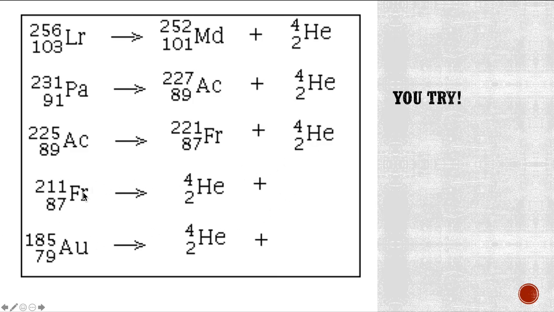And then down here, we're going to start with francium-211. And that's going to lose an alpha particle and become astatine-207. And then the last one here, we've got gold-185. We're going to take 4 from the mass number and 2 from the atomic number, and we're going to end up with iridium-181.